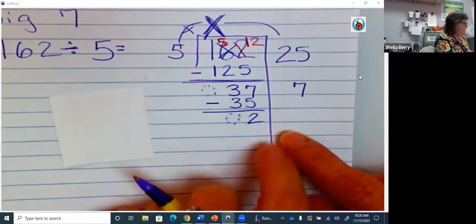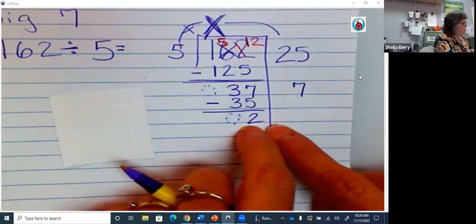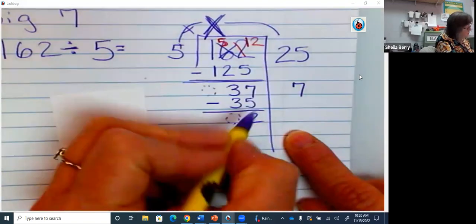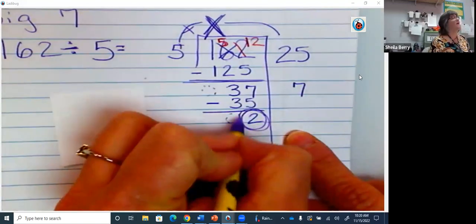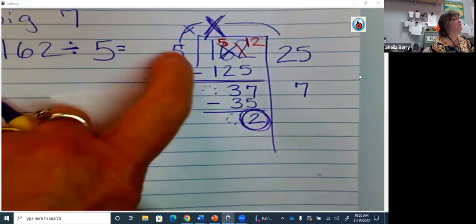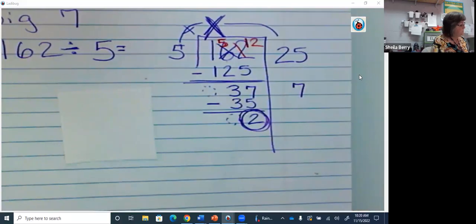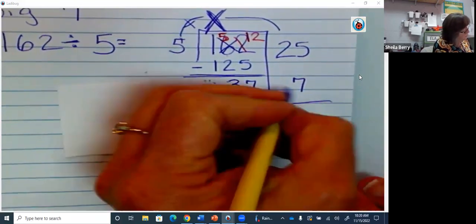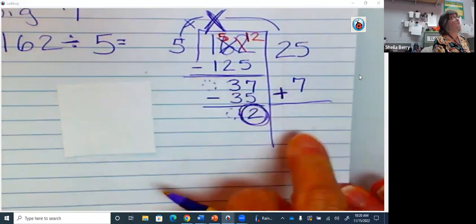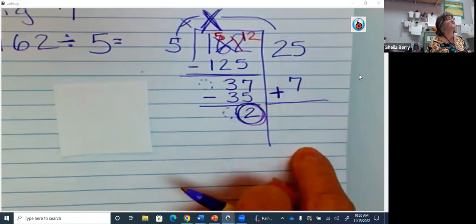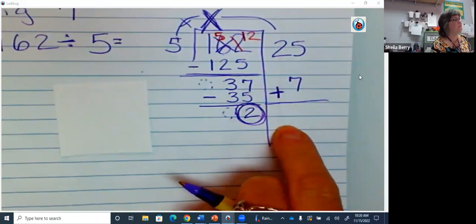Yes. If this number is smaller than what you're dividing, you're finished. That's when you circle it. You cannot circle it till it's smaller than what you're dividing by. Now, what do I have to do to these numbers? We're going to put a line here and we're going to put a plus sign. And I want you to add up 25 plus 7 and get that answer.